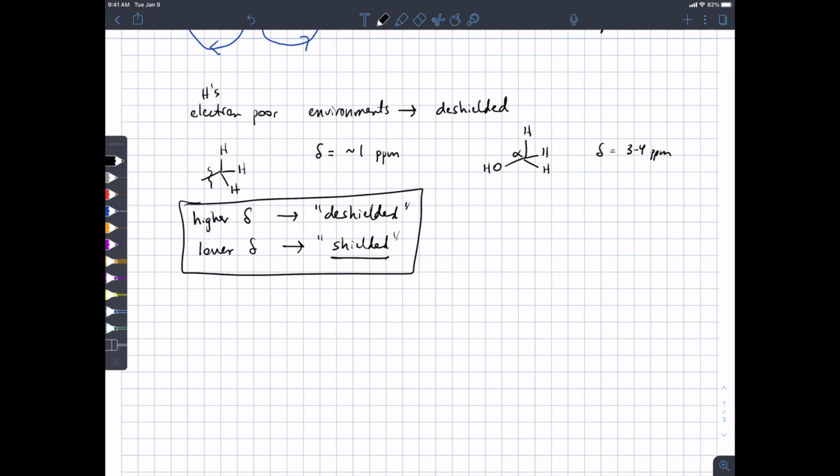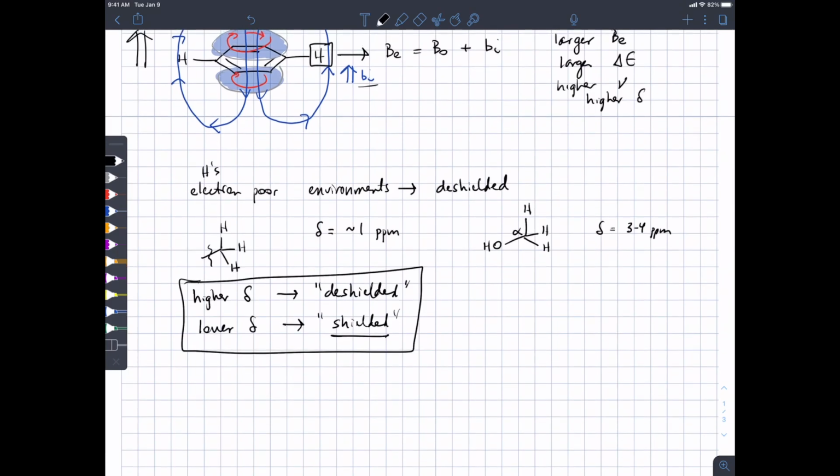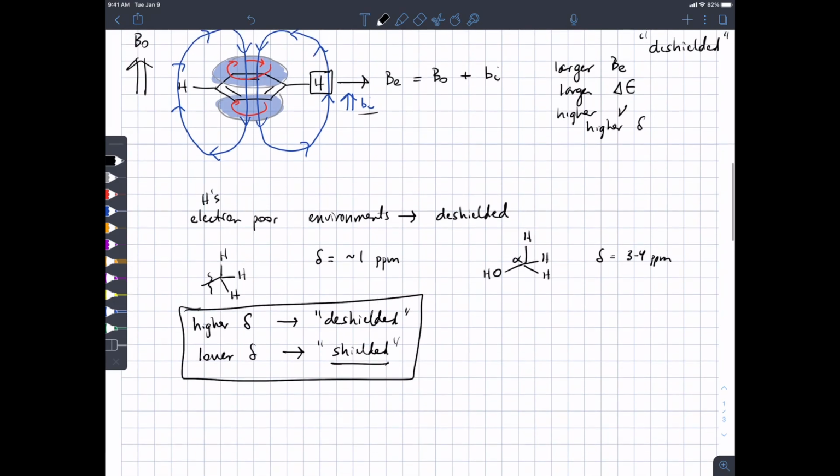Yeah? Are the terms shielded and de-shielded always relative, are we doing it always in comparison? Yeah, it's a great question. De-shielded and shielded are relative terms, so they're always in comparison to something else. So yes, we would say the protons adjacent to the OH group are de-shielded relative to ones that are not adjacent to an OH group. In most of these experiments, we have a reference compound that tends to resonate at a fairly low frequency. And so you can always talk about being shielded or de-shielded relative to the reference compound.